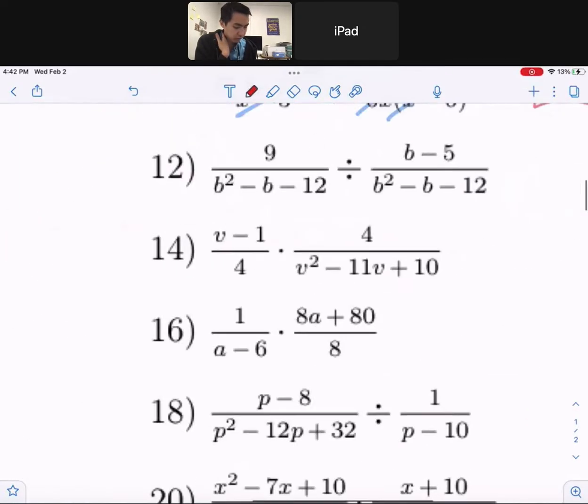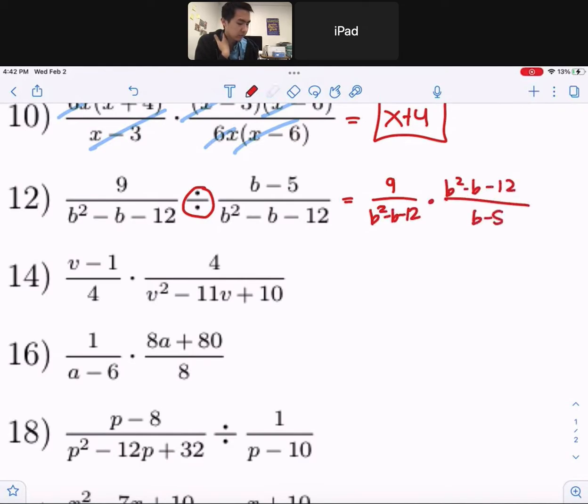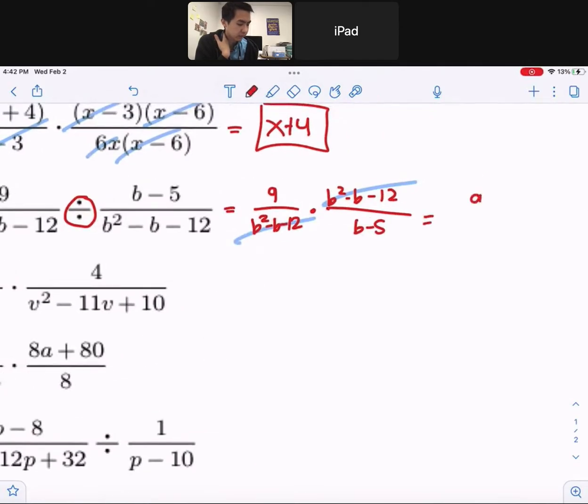Next one, number 12. For this one, we change the division to be multiplication. Now you could factor that out, but if you notice that both of these are the exact same, we could cancel those out. So we just get 9 over b minus 5.